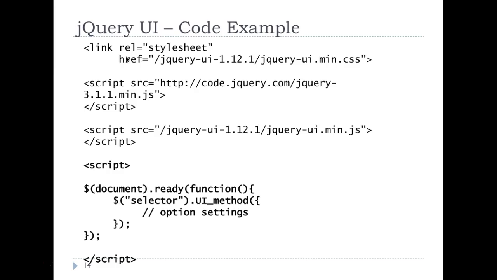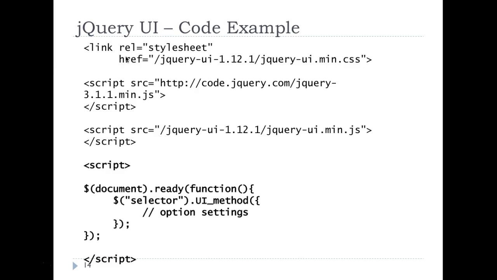So here is a jQuery UI code sample. In this case, we're calling the jQuery version of UI with min CSS. And then we're calling jQuery itself. In this case, we're actually using the CDN. And then below it, we're calling our own jQuery UI min, which is customized and built through that download builder.